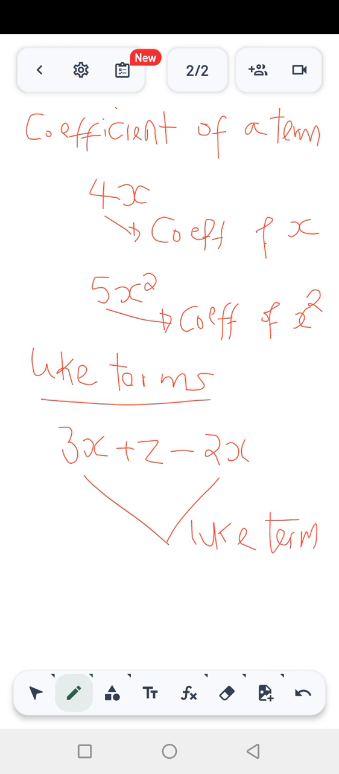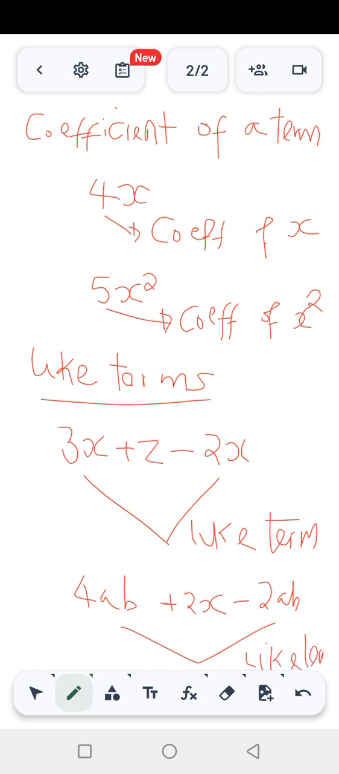Sometimes it might even be two letters. Let's say I have 4ab, plus 2x, and then minus 2ab. So 2ab and 4ab are like terms. Why? Because they have exactly the same letters. So like terms means those having the same letters.